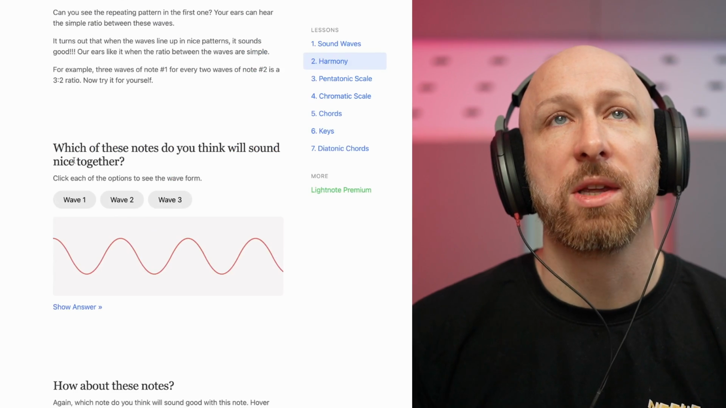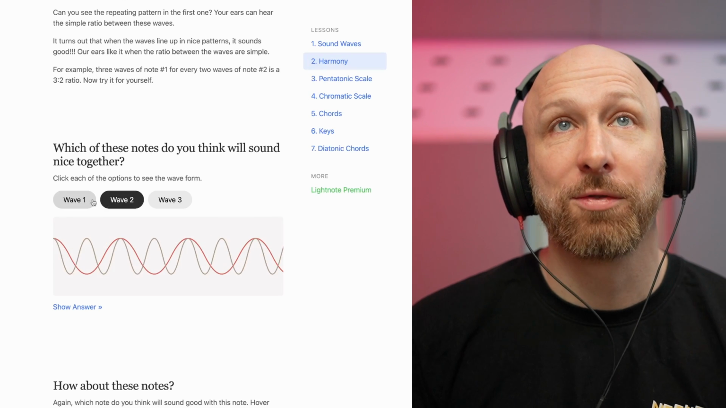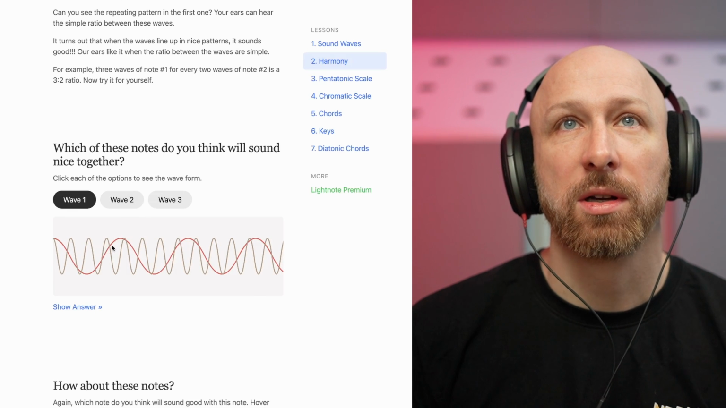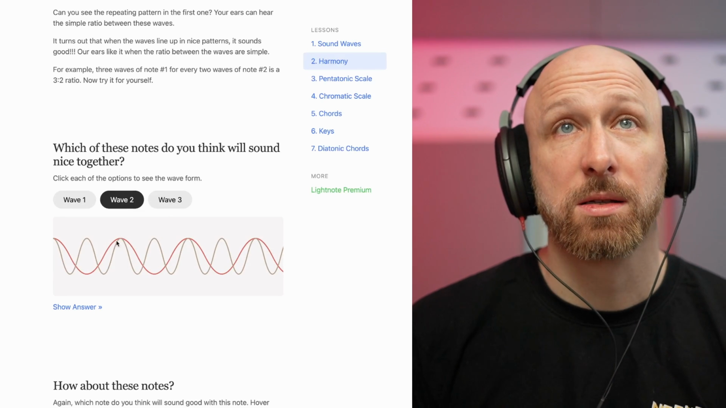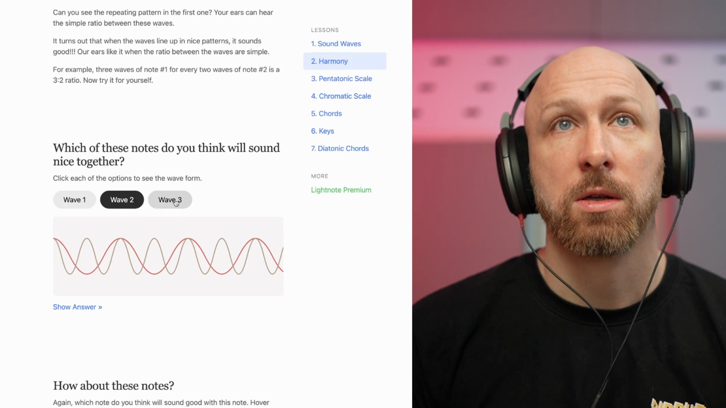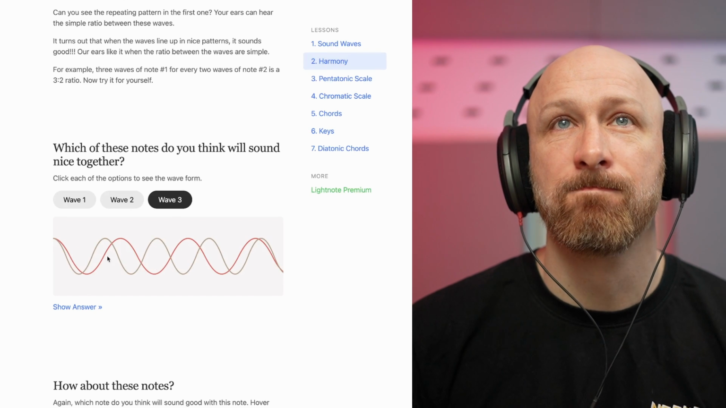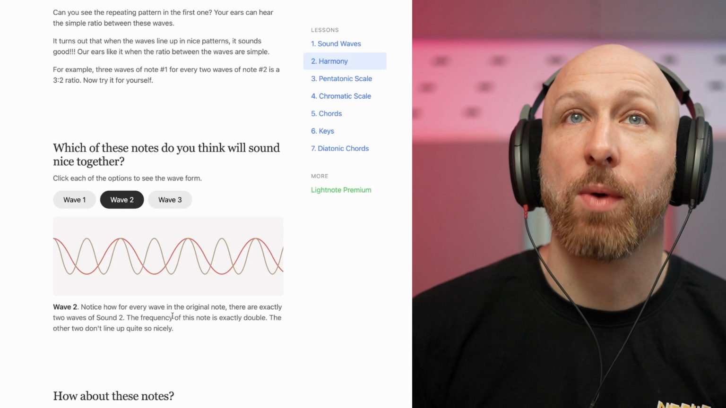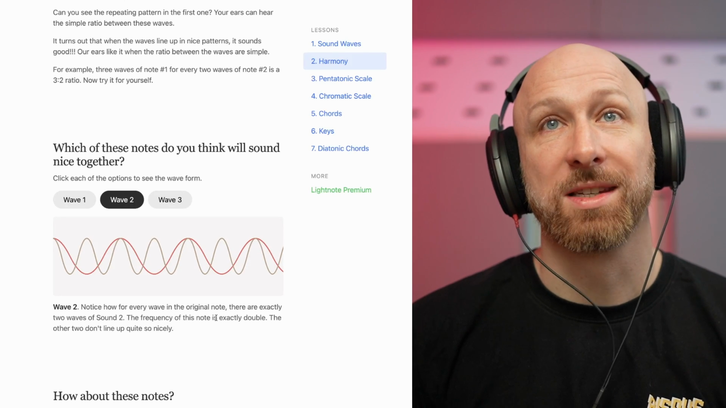Which of these notes do you think will sound nice together? Oh, we don't even get to hear it. Oh, that's amazing. So the red one's fixed. Let's have a look. It's not lining up the same every time. Oh, this one is. Every time that this one goes up, this one also goes up, you know? So this is probably like a ratio 2:1 or something. How about this one? No, that also phases in and out. So it's going to be this one. Notice how for every wave of the original note, there are exactly 2 waves of sound 2. The frequency of this note is exactly double.